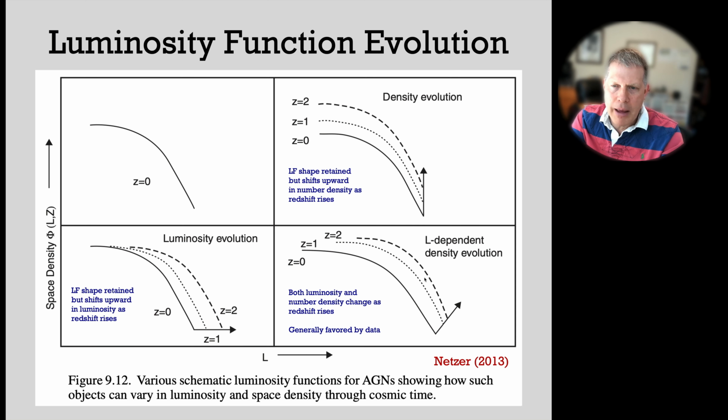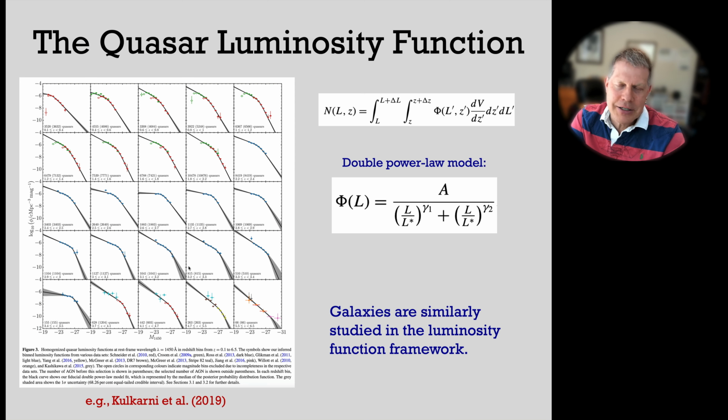And there are various parameterizations of how the evolution works, but generally more complex forms of evolution are required to explain the data. And I'll say more about that once I've talked about AGN surveys at other wavelengths a little bit further. But in any case, this sort of evolution is what is studied using these luminosity functions.